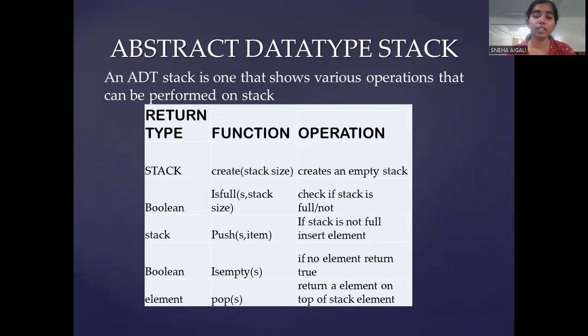The last function is the pop function. As I mentioned previously, the pop function is used to either remove or delete an element from the stack. It returns the element on the top of the stack. It consists of the pop keyword followed by braces, which consist of the stack name. It returns the element that has been deleted or removed from the stack.